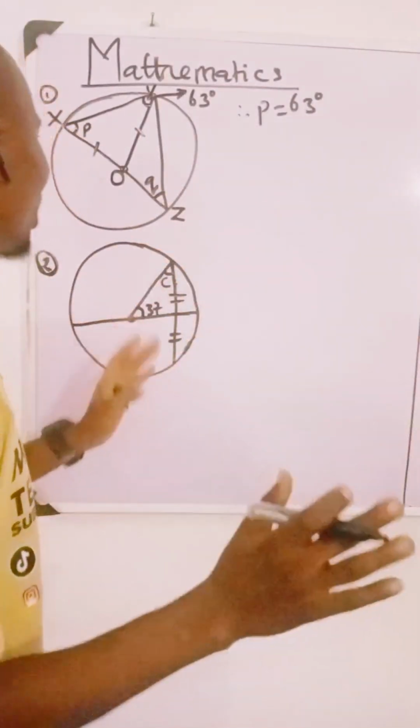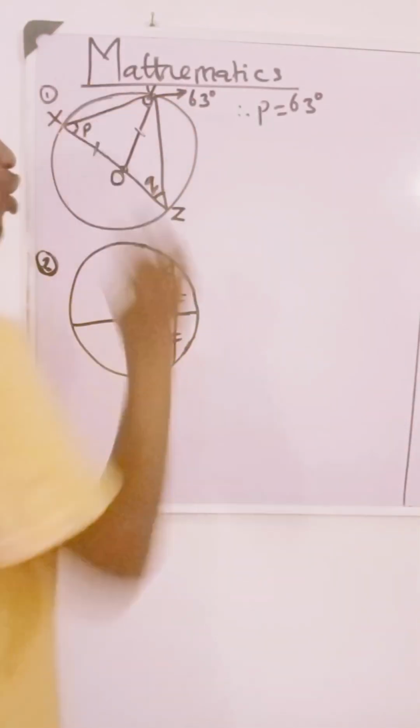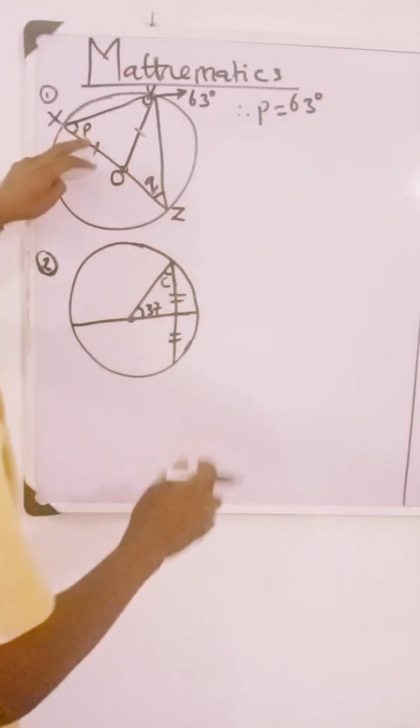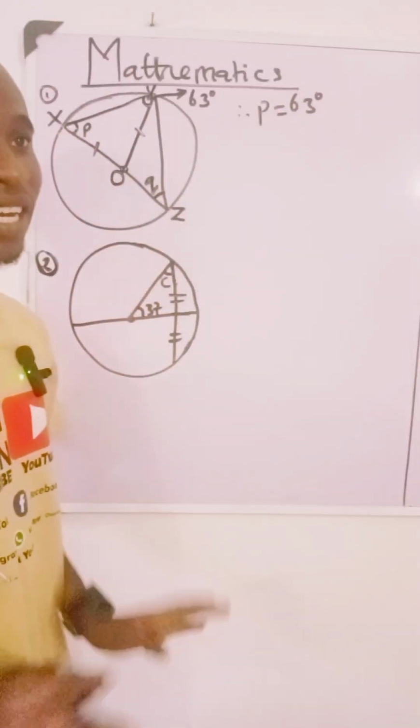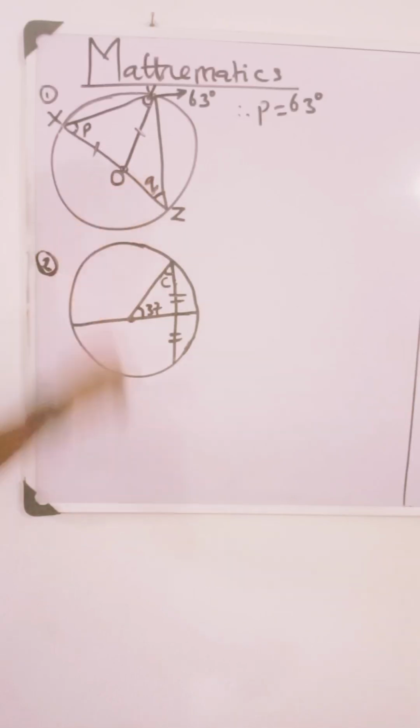So what is an isosceles triangle? It's a triangle that has its base angles equal, right? So my P, this angle, is 63. Very simple. Okay, now let's proceed to solve for Q.